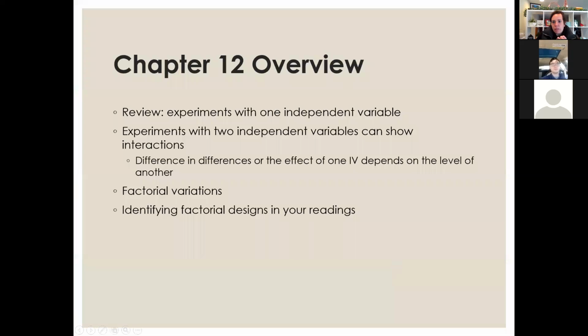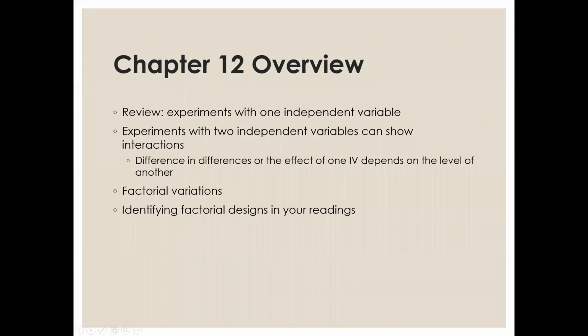All right, I'm going to make our faces small because it's covering everything up here. All right, so here's a quick overview. We're going to talk about experiments with one independent variable to just refresh our memory on that. And then experiments with two independent variables to show again when there is an interaction between the two. We're going to lastly talk about factorial variations. We're just going to touch on that briefly. And then we'll talk about how to identify factorial designs when you're reading research articles so that you're at least familiar with it.